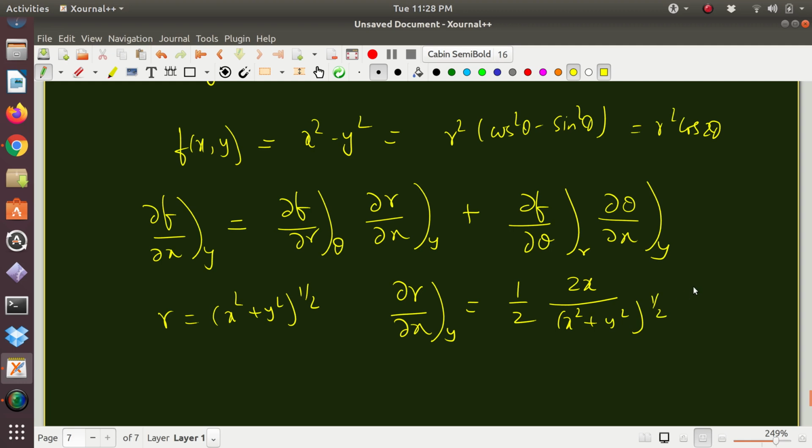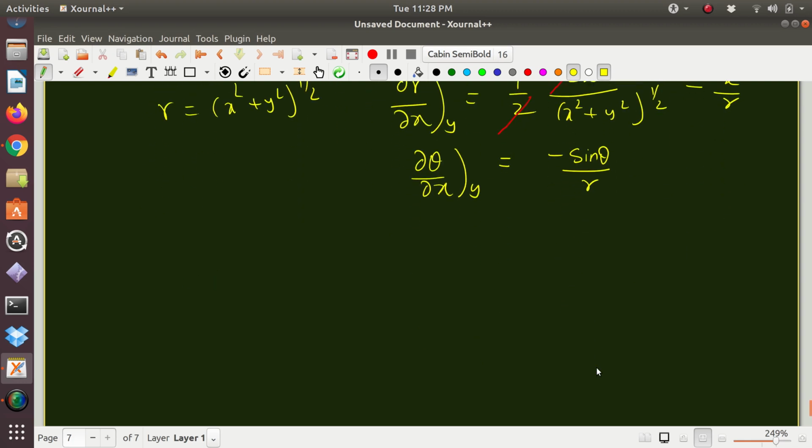Okay, just straightforward differentiation. The 2 and 2 will cancel out. And x squared plus y squared is r squared, so this will be simply x by r. Similarly, you can verify partial theta by partial x at constant y is nothing but minus sine theta by r. This is something that you can verify fairly easily.